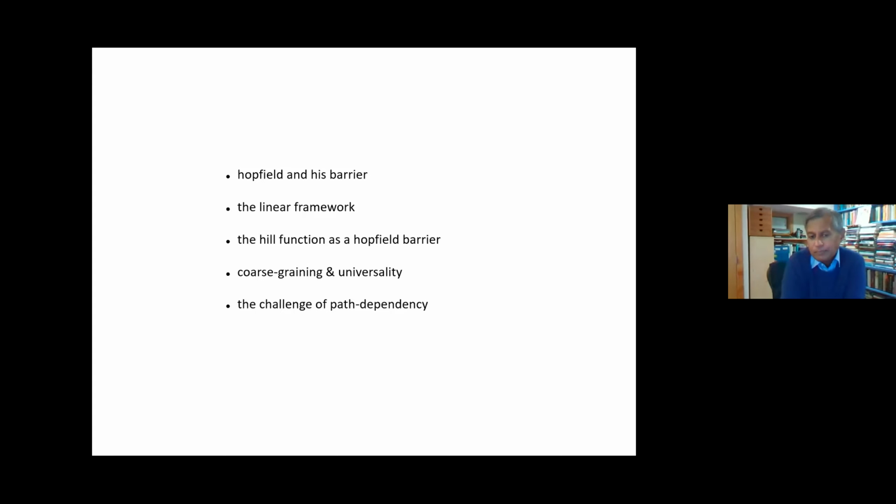And one of the results that's emerged from this is the idea that the Hill function, that I'm sure all of you have come across, has an interpretation from an unexpected point of view as a Hopfield barrier, and I'll explain what that means. And depending on how much time we have, I'll explain how we can make a very powerful statement about the Hill function as a sort of universal barrier. And I'll try and explain where that universality comes from.